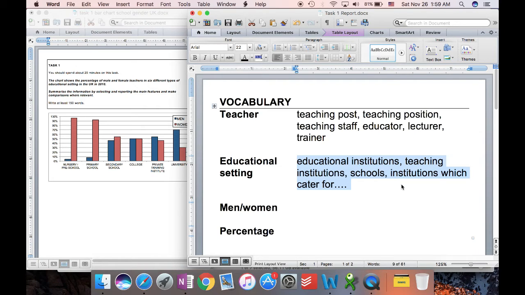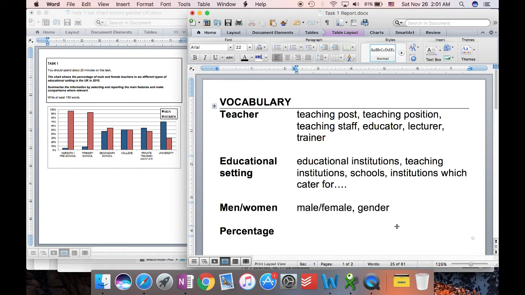which cater for children, or which cater for older students, for young people. And this phrase gives you a relative clause, which cater for, which the IELTS examiner will love. Men and women, of course you could talk about male and female teachers, male and female educators. You could talk about gender.